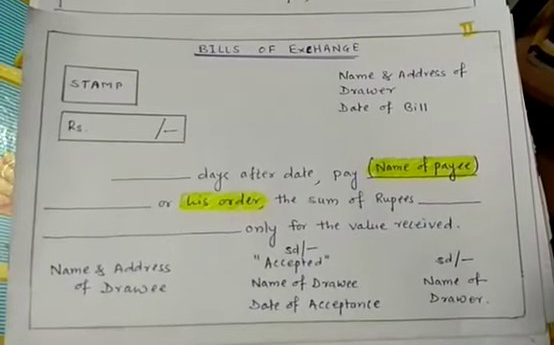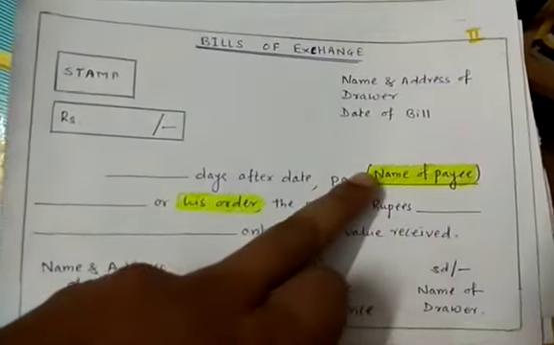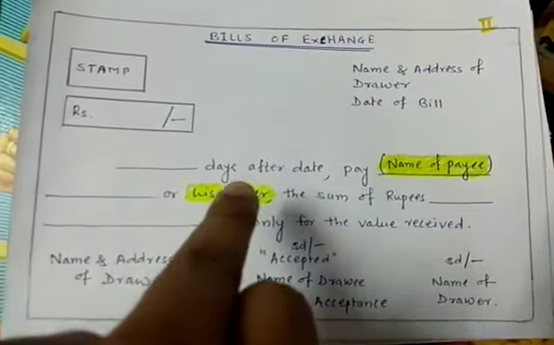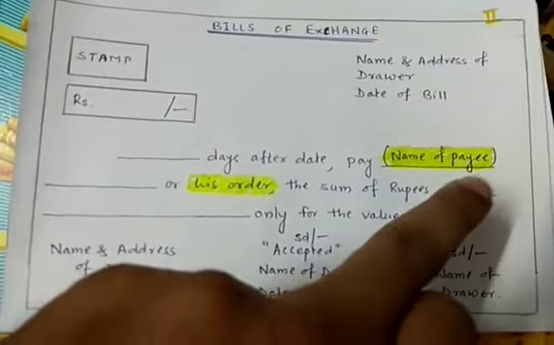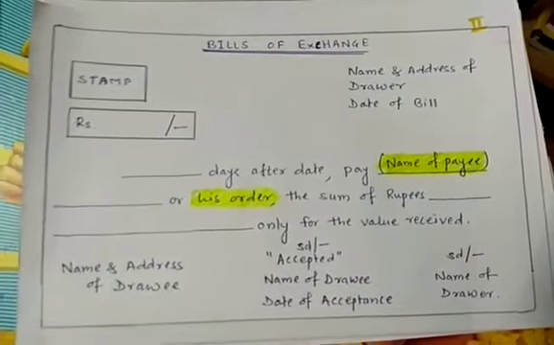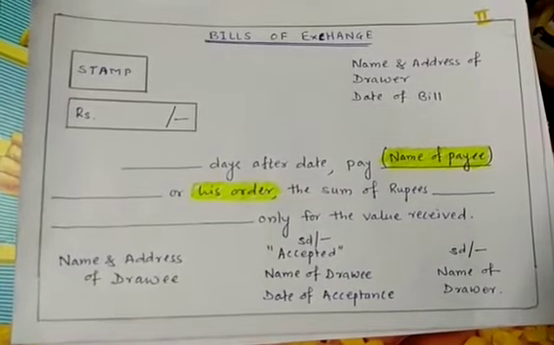This is a similar bill of exchange where you'll see that the name of the payee is recorded instead of me or my order. It will say pay to Mr. Payee, name of the payee, or his order. The other things remain exactly the same except these two changes.